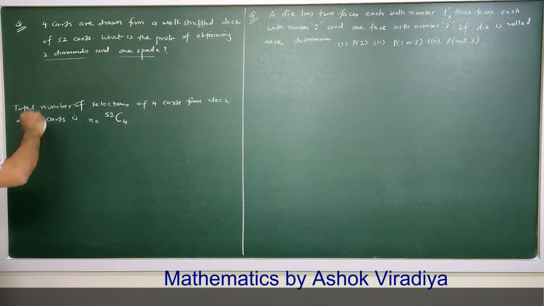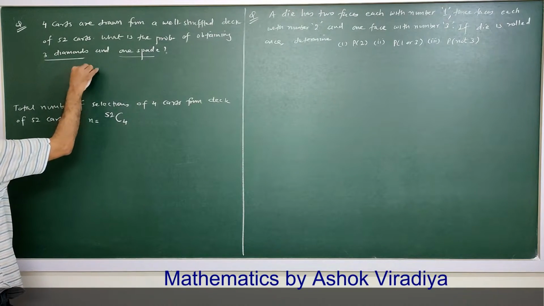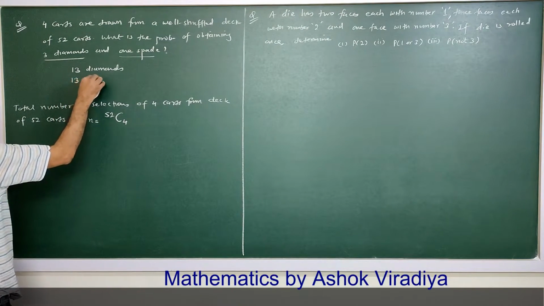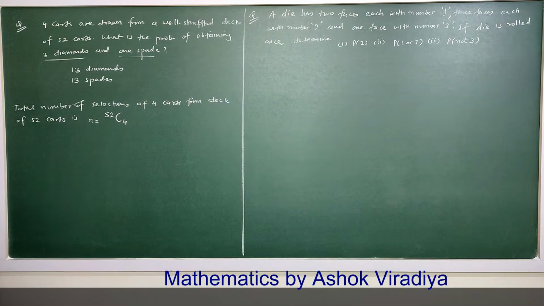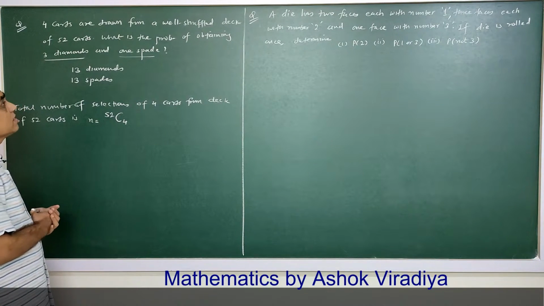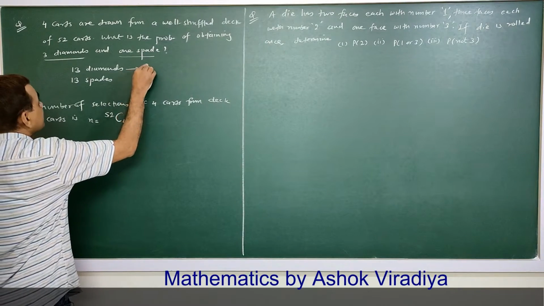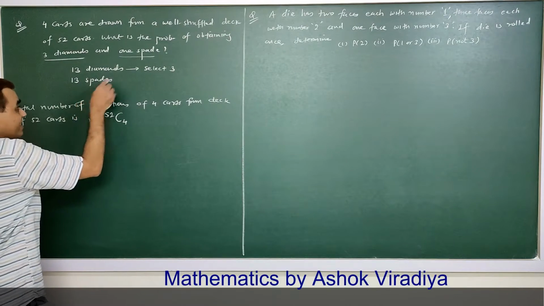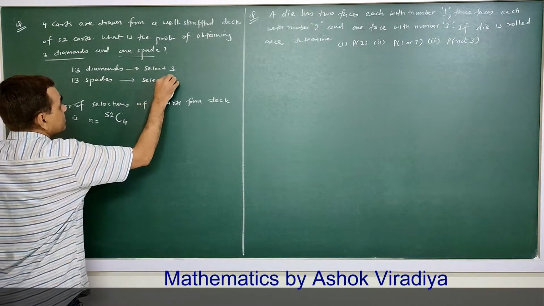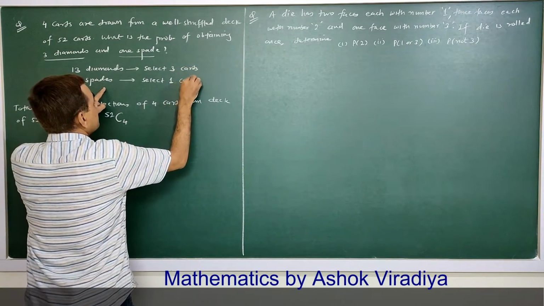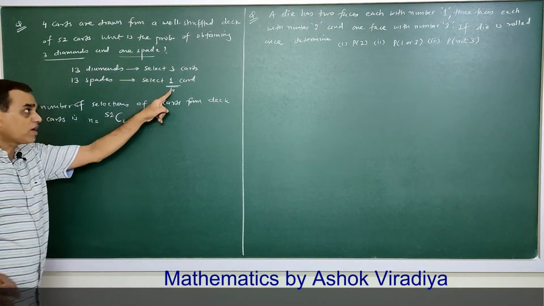Now we are asked the probability of the event of getting 3 diamonds and 1 spade. Now in 52 cards there are 13 diamonds and 13 spades. So we need 3 diamonds and 1 spade. So from 13 diamonds we will select 3, and from the 13 spades we will select 1 spade. So that will be a total of 4 cards in the required event.